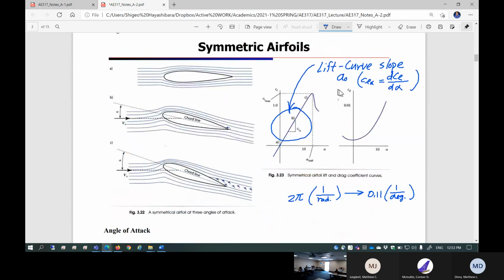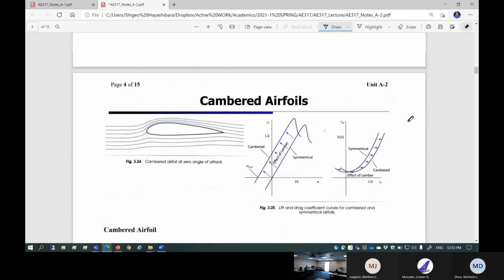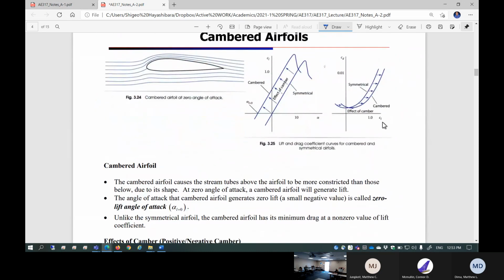What the heck? I mean, this is CD alpha. What the heck? The other one doesn't look like a CD-CL. Well, usually CL alpha. Well, it's an Air Force Academy professor's fault. Or the textbook. I have no idea why. I mean, okay. Anyways, usually you plot in CD-CL.